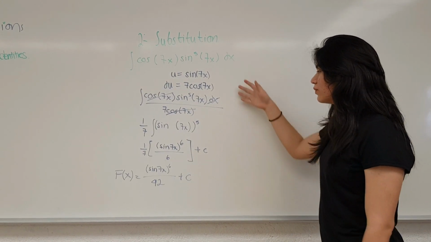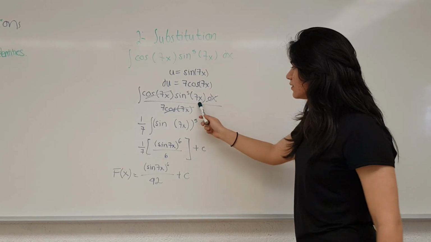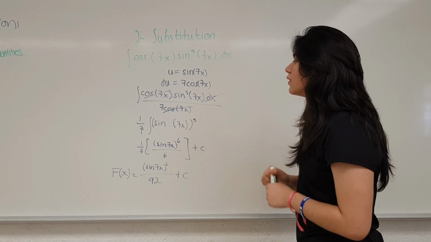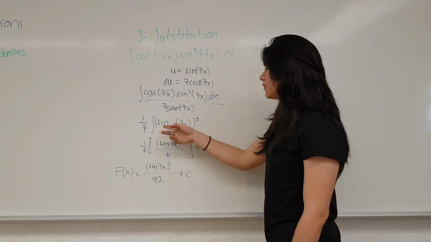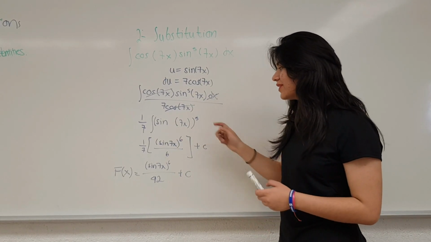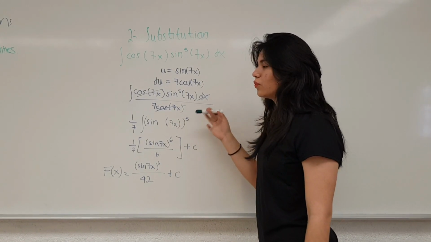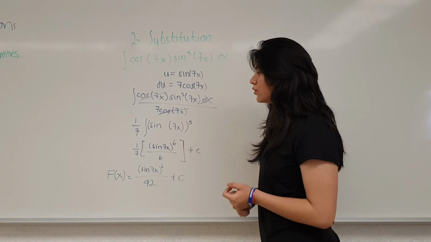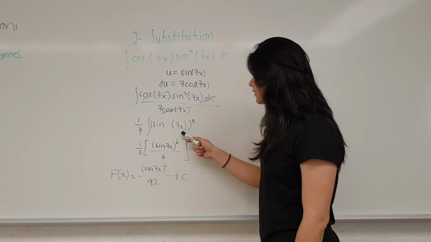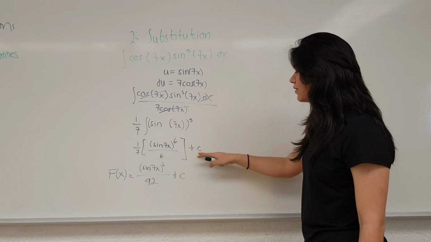And now we divide by the du to cancel. So we cancel cosine of 7x and the dx. So we're going to have 1/7 of the integral of sine of 7x to the fifth power, and we just have to use the rule of integration. So we just need to add 1 to the exponent, making it 6, and divide by that number.